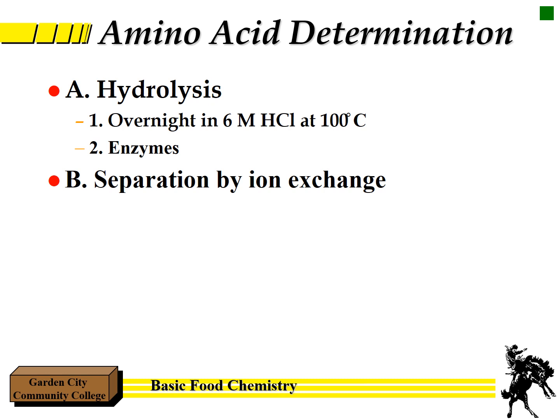But maybe within a sample somebody wants to know the actual amino acid profile of this protein itself. To determine that, you're going to have to take that protein and put it through hydrolysis. It's usually digested overnight in 6 molar hydrochloric acid at 100 degrees Celsius. Then some enzymes are added to it, and then it goes through an ion exchange separation to determine the actual amino acids.